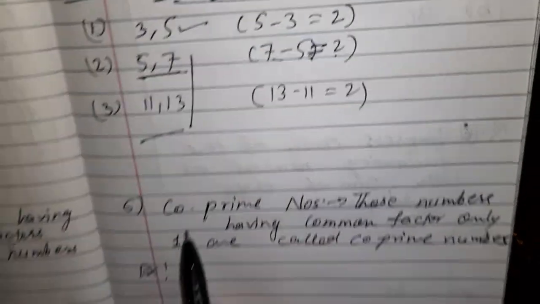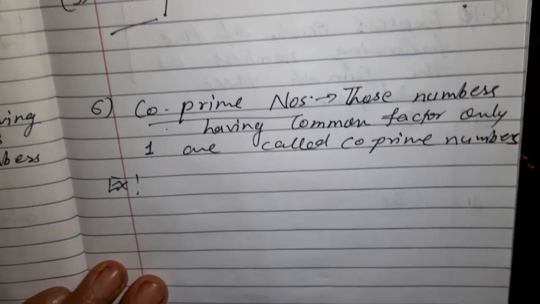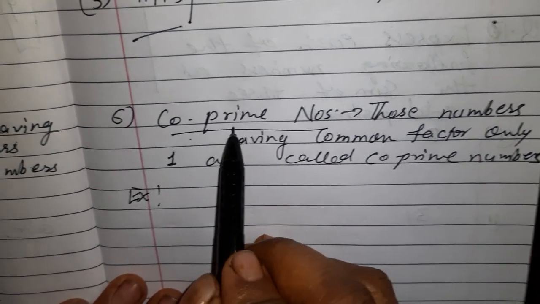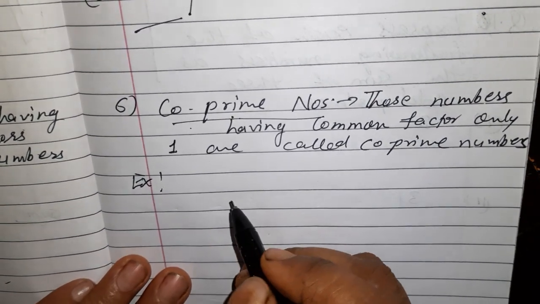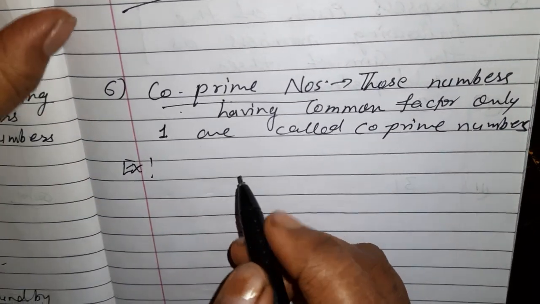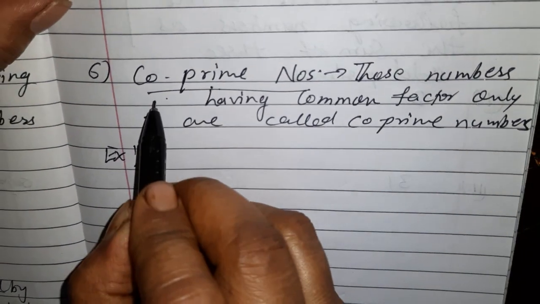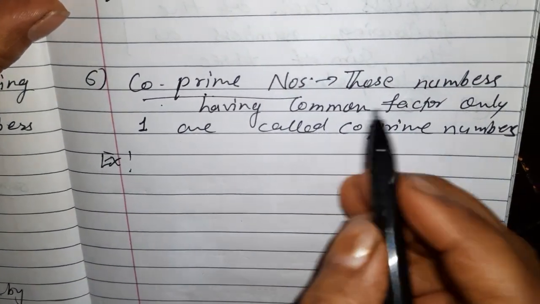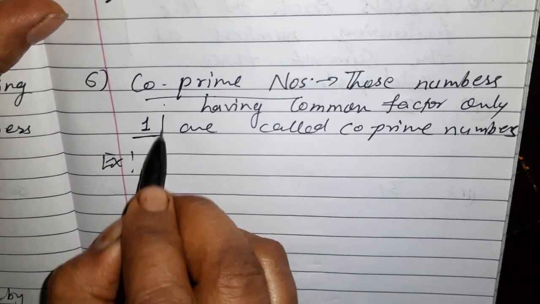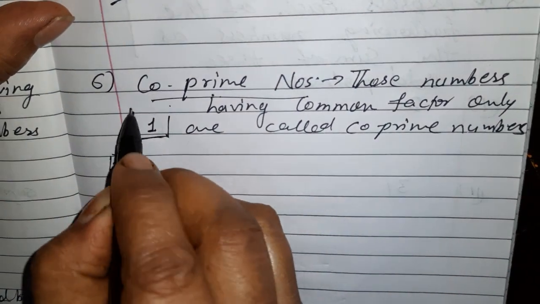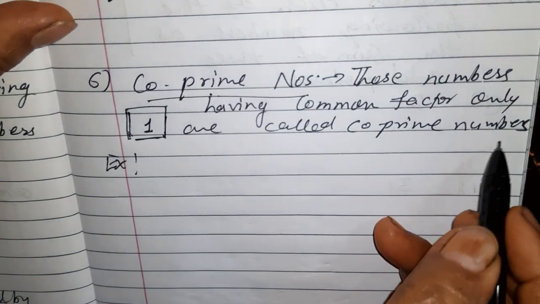Now the other is co-prime numbers. What are co-prime numbers? Since it is written co-primes, it does not mean that the numbers should be prime numbers. Here it can be composite numbers and prime numbers also. What is the meaning of co-prime? Numbers having common factor only 1 are called co-prime numbers.